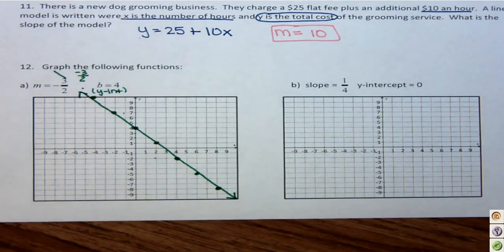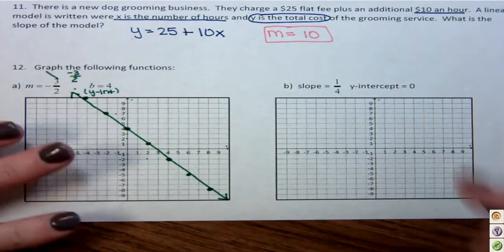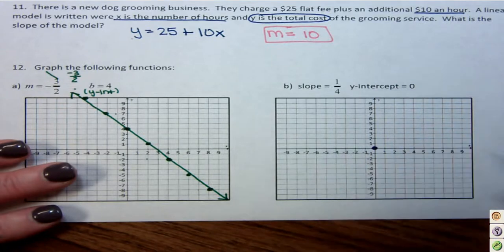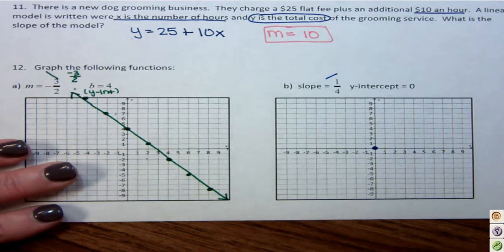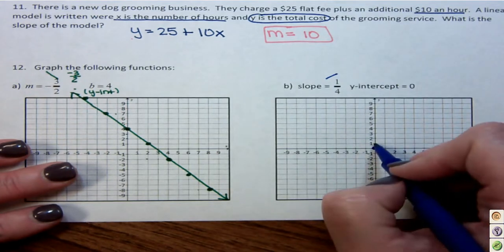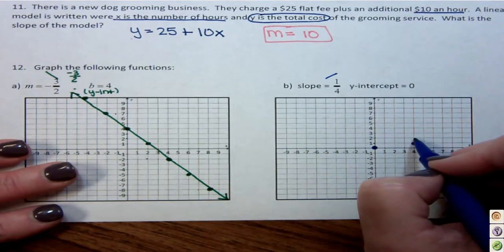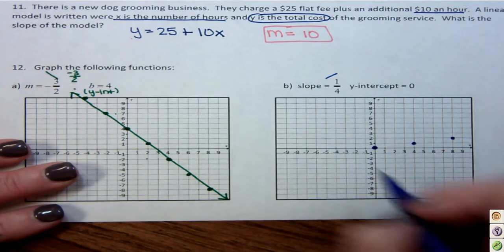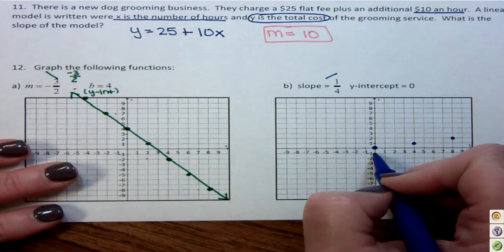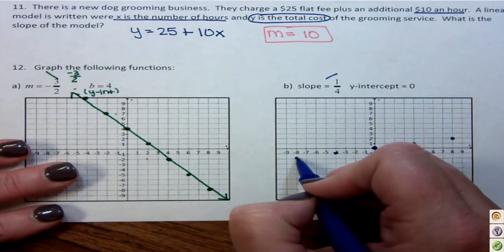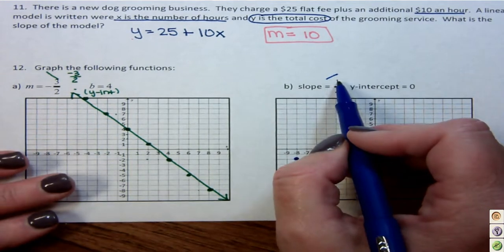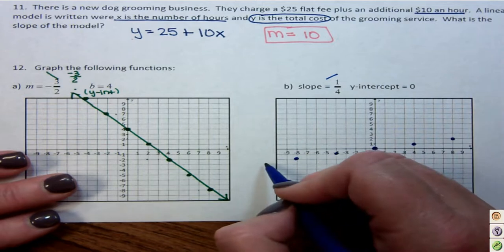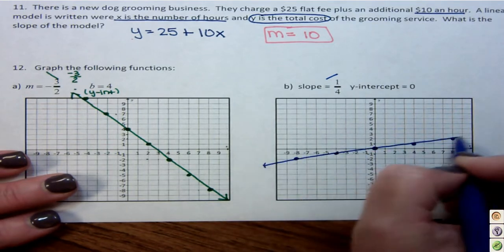Okay, so let's try the next one. The next one says we have a y-intercept at 0. So that y-intercept at 0 is at that point 0, 0. My slope is a positive 1/4, so it should be going uphill. So I'm going to go up 1, right 4. Up 1, right 4. Or go back here and I can go down 1, left 4. I said 1, I'm so sorry. Down 1, left 4. And there is my line.